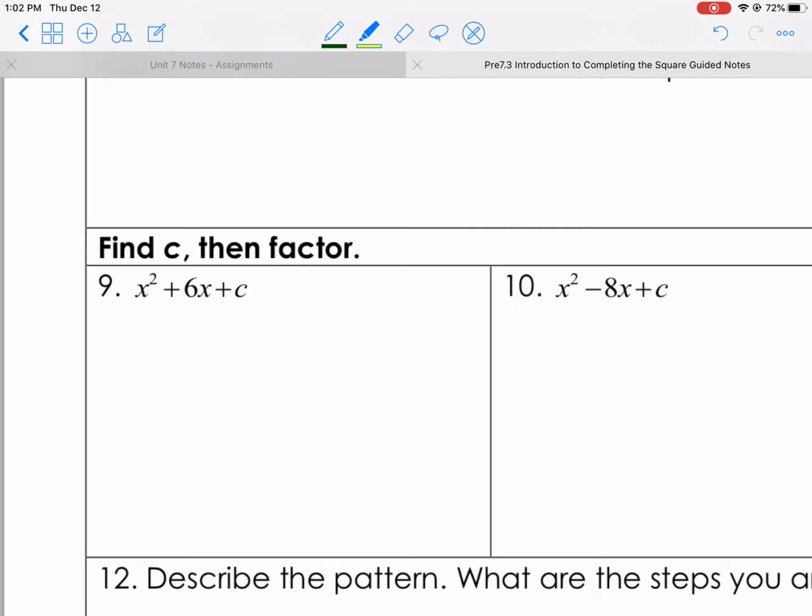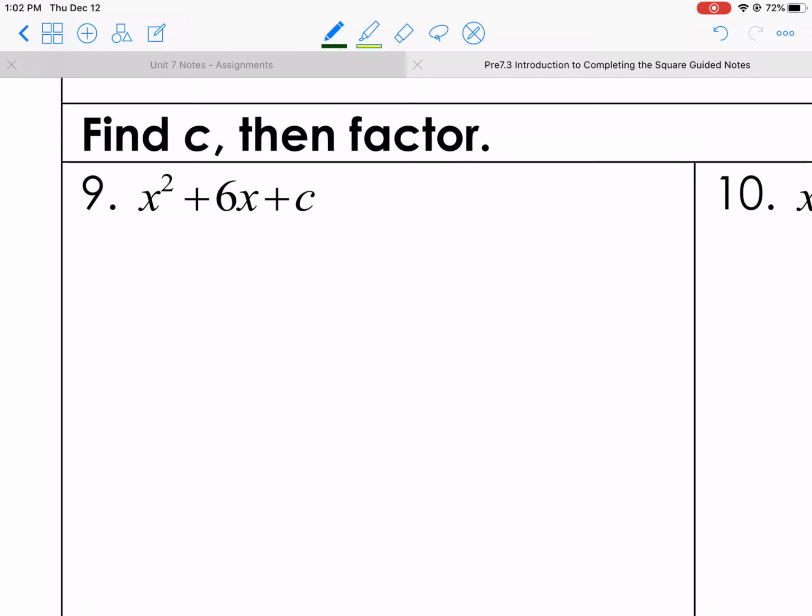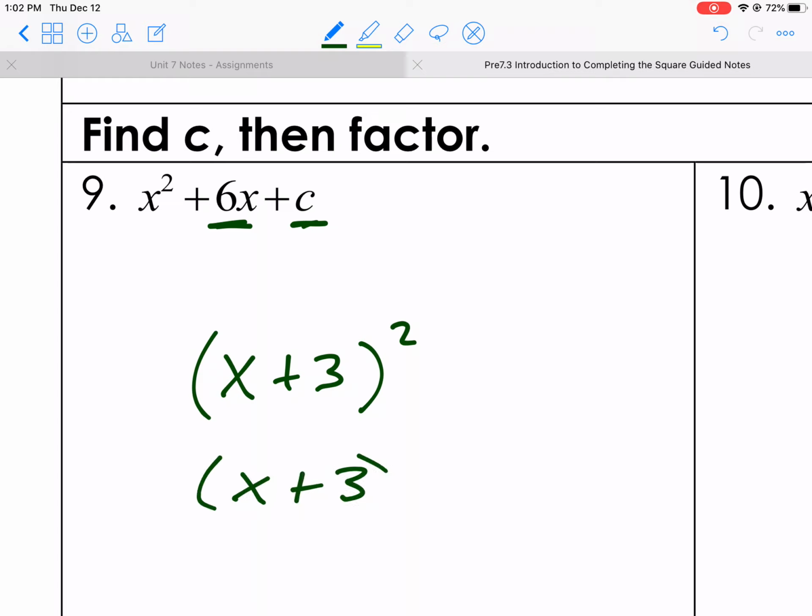Okay. Then what I had students do was to find C and then build a factor. And the C that we want is so that I can make this into a something squared. Okay, it's really nice when the B value is even, because I can just take that in half, and I'd have x plus 3 times x plus 3. If I multiply that out, let's have a look at this.